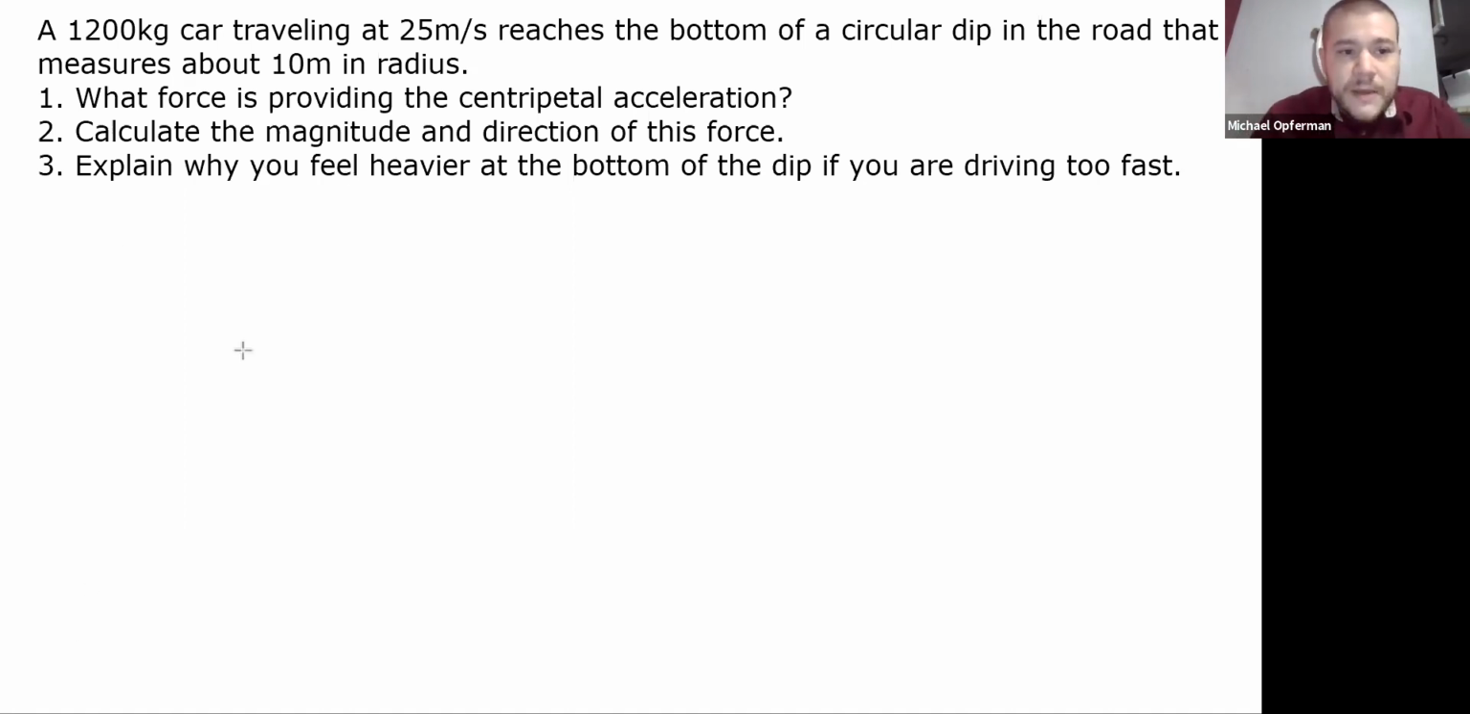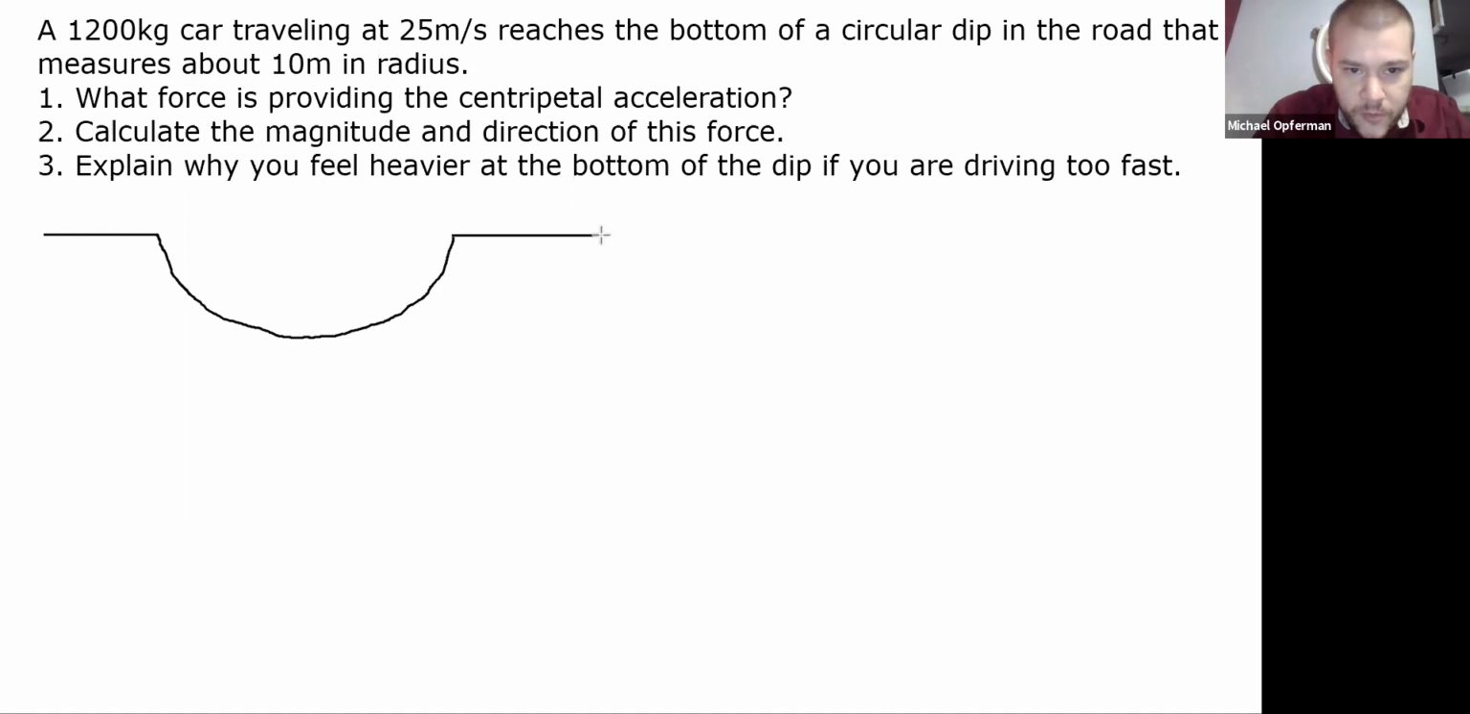Okay, so step one, let's sketch it. So let's say the car is going on a flat road like this, and I don't think I have a good drawing tool for drawing half of a circle, so I'll have to do it freehand. This might be ugly. Okay. That wasn't so bad. Okay, so there's my circular dip in the road, and then let's say over here, the road goes back to normal.